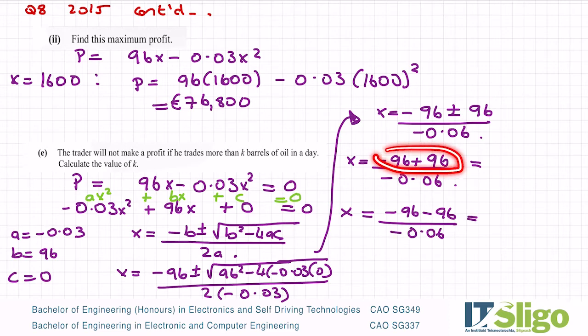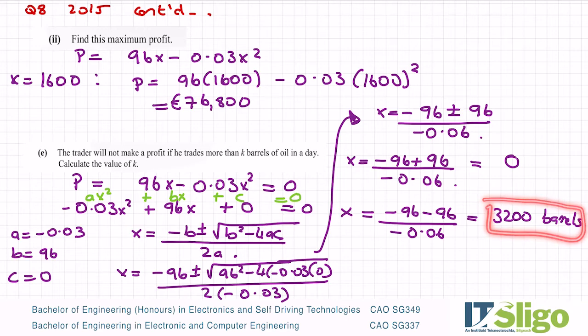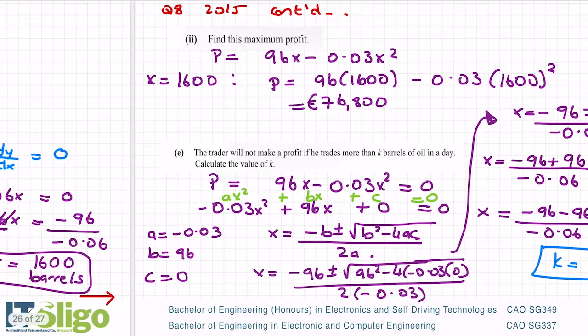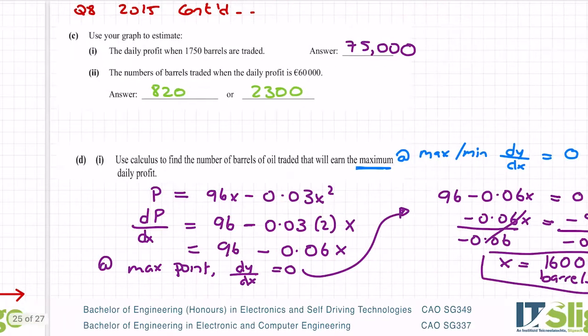So minus 96 plus 96 is 0, so I'm going to get 0 for that one. 0 divided by anything is 0. For the second one, minus 96 minus 96 over minus 0.06 gives me an answer of 3200 barrels. Remember we said he'll make no profit if he trades no barrels, so that makes sense. I'm not surprised to see 0 as a solution. This one then must be my k value. If he trades 3,200 barrels, he will have no profit. You can see if we keep going with that curve, 3,200 will have us down at a profit of 0. I hope that makes sense.